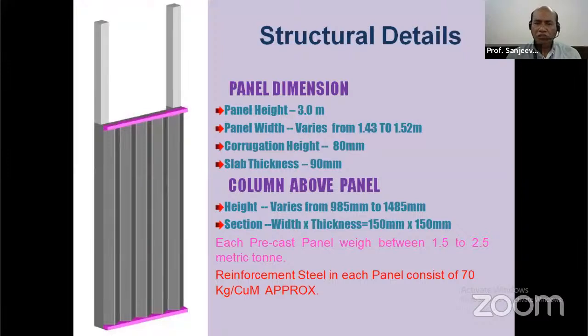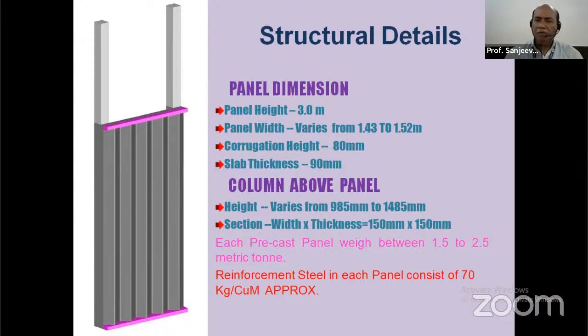So next, the panel dimensions. Here the panel height was 3 meter. Panel width varied from 1.43 to 1.552 meter. Corrugation height was 80 millimeter. Slab thickness was 90 millimeter. Column above panel: the height of the column above panel was 985 to 1485 millimeter, that varied depending upon the design features. The section, width multiplied by thickness of the column above panel, was 150 millimeter by 150 millimeter.